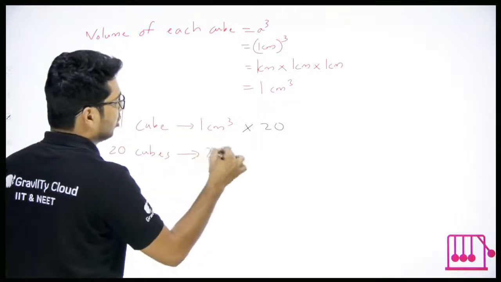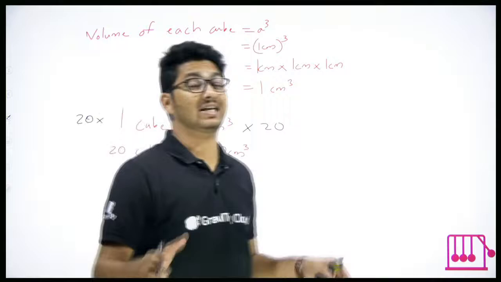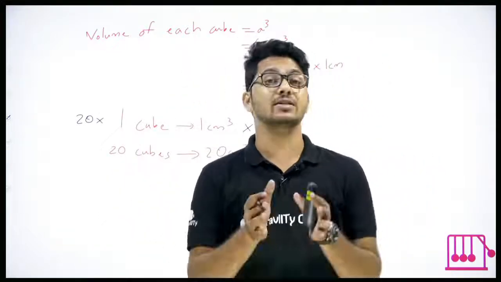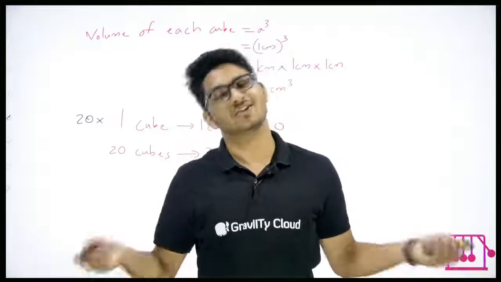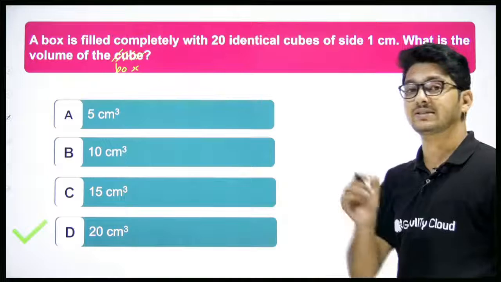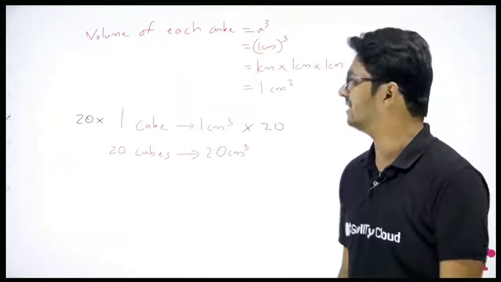The 20 cubes will occupy a full volume of 20 centimeter cube. And a box can carry 20 cubes. That means the volume of the box will be 20 centimeter cube. And hence the option is D.